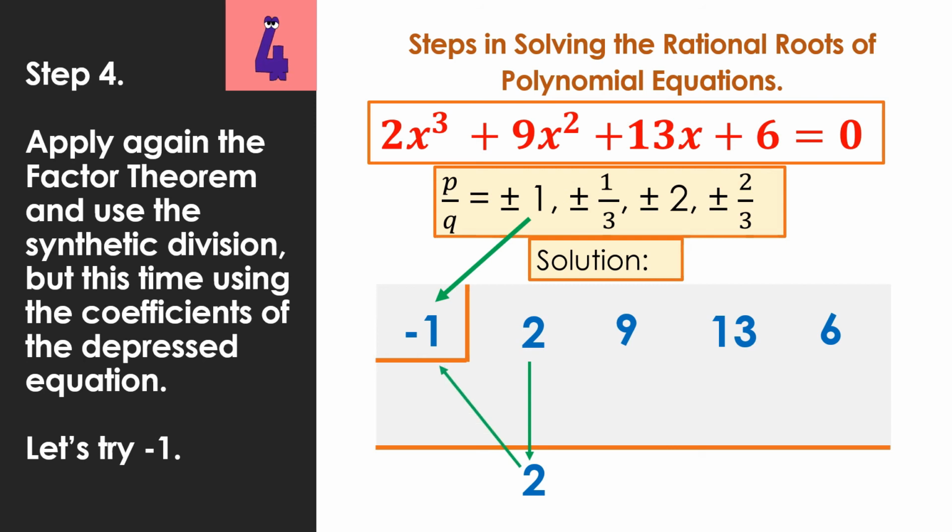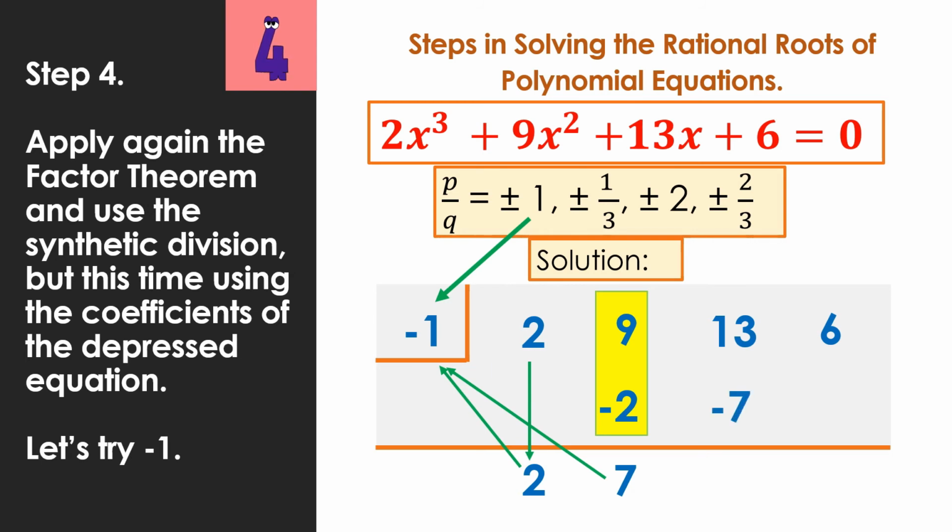Bring down the first number in the row, which is 2. Then multiply it by the given root, which is negative 1. So 2 times negative 1 is negative 2. Write the answer in the second column. And then add down the second column. 9 plus negative 2 is equal to 7.